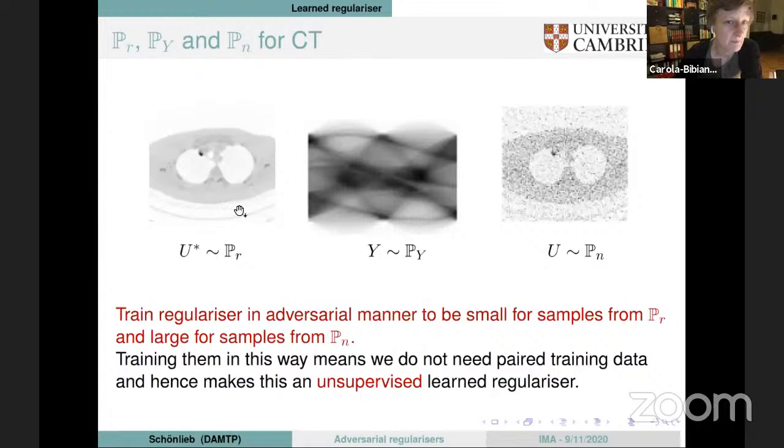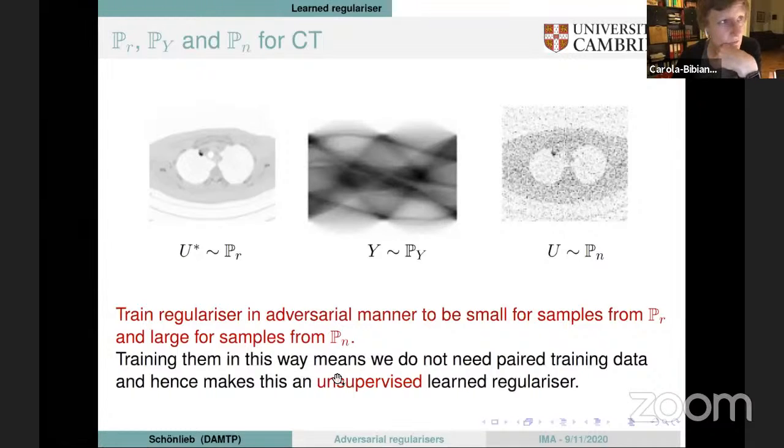These are typical samples of ground truth images PR that I want to reconstruct. These are typical measurements, and these are images that I reconstruct from these typical measurements via the filtered back projection. In this case, this is all CT. So these are typical images that show us these characteristic noises that I want the regularizer to suppress. So Pn shows the bad guys, PR shows the good guys, okay?